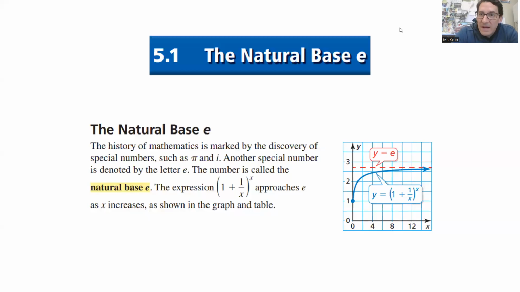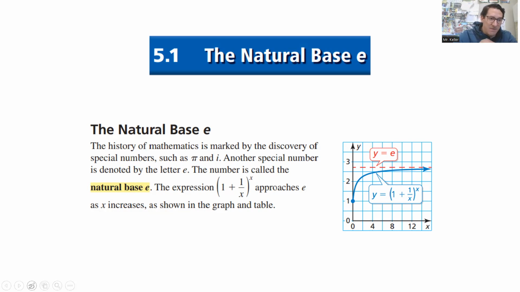All right, IM3 classes. Today we're talking about the natural base e. e is a constant, kind of like pi. You guys know about pi. It's 3.14159 on and on and on, doesn't end. So it's this big long decimal. e is the same idea. It's a number, but it's a very long constant.